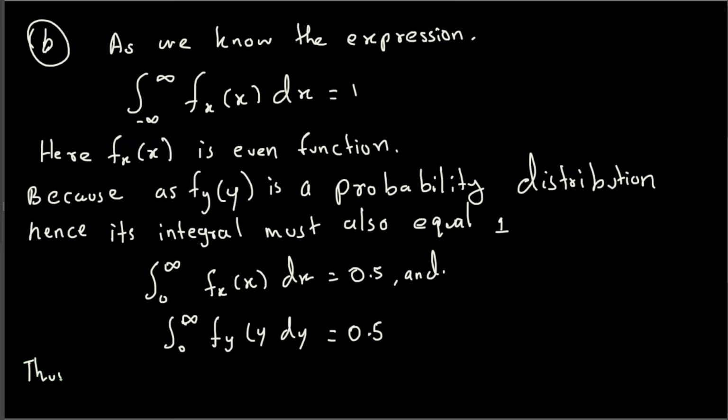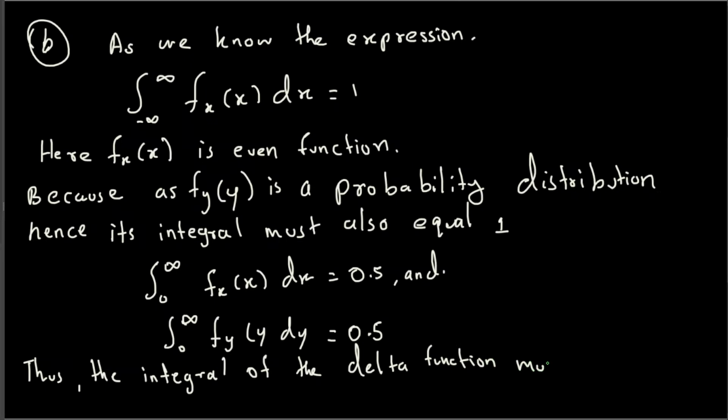Thus the integral of the delta function must be 0.5. The value of the constant k must also be 0.5.